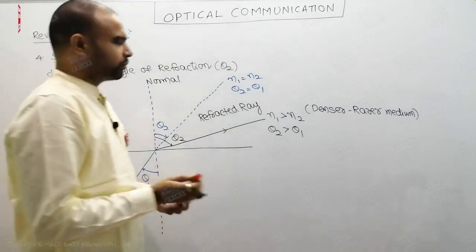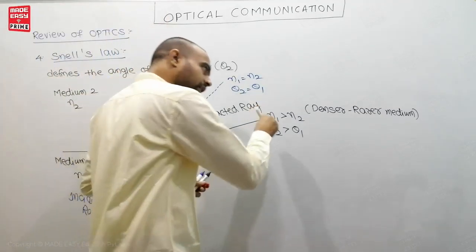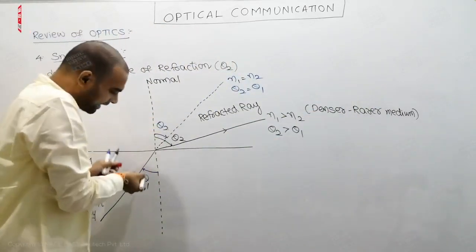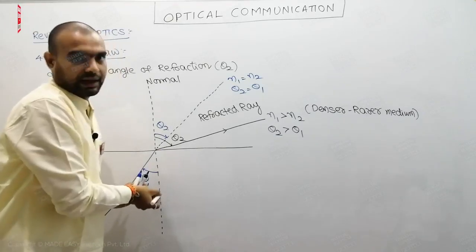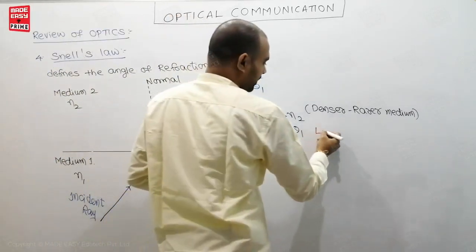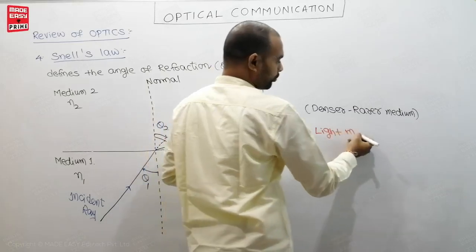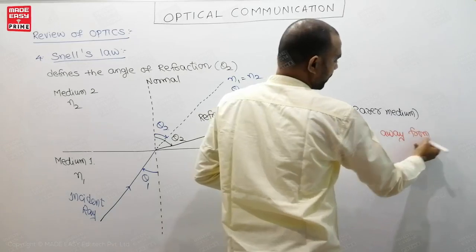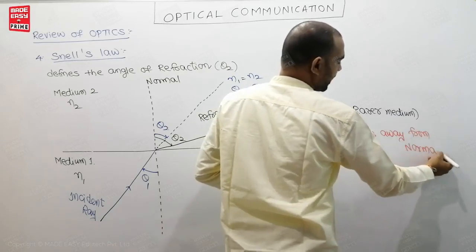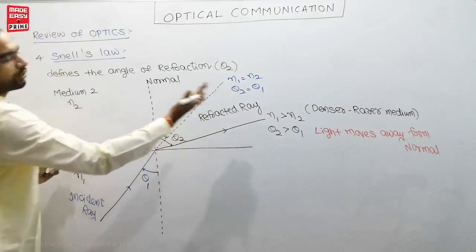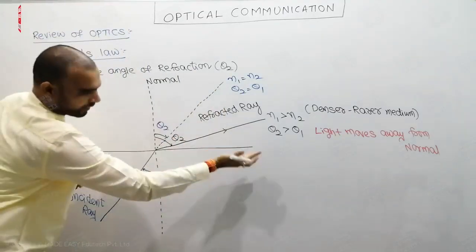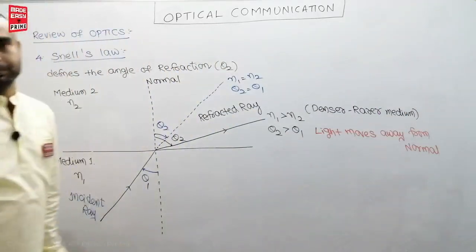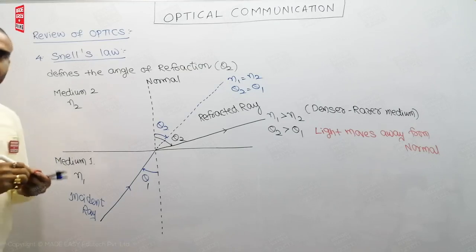I will tell you one small point here. When light is moving from denser to rarer medium, the angle of refraction is greater than the angle of incidence and light moves away from the normal. See, the light is moving away from the normal, it bends and moves like this. The light is moving in this way. It's called a refracted ray.